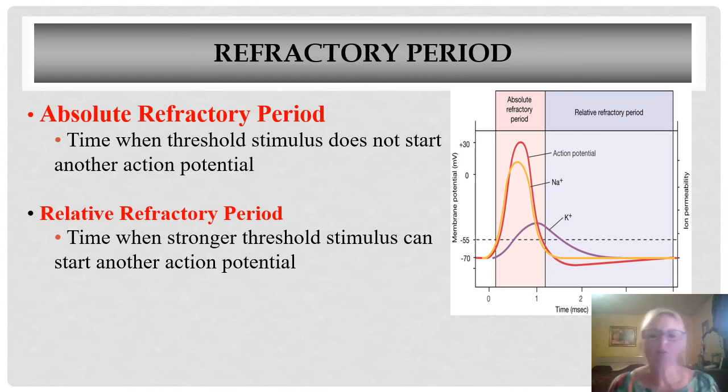The relative refractory period, a stronger depolarization would be needed. Okay, so if you have a stronger threshold stimulus, you could start another action potential. But it will fire with a smaller amplitude, which means it won't be as high. Some of the sodium ion channels have closed in order for this to occur, and there are still a few potassium channels open. This also helps to ensure one-way travel, because that's really important. If you had messages going both directions, they would cancel each other out and it wouldn't work.